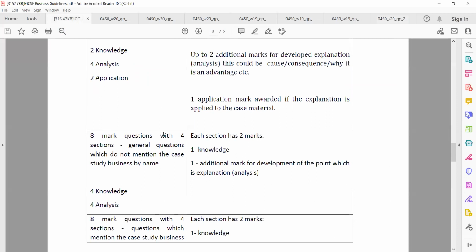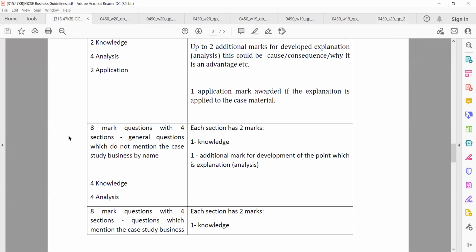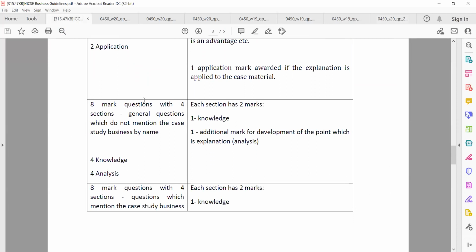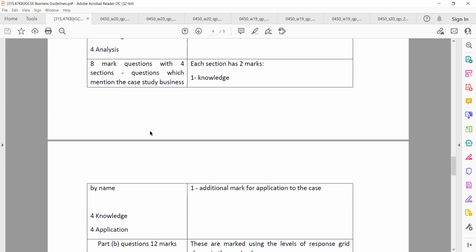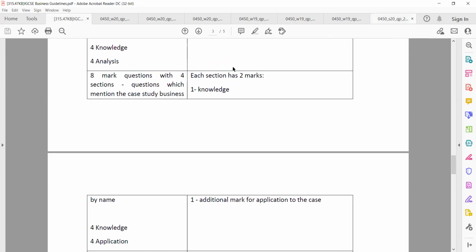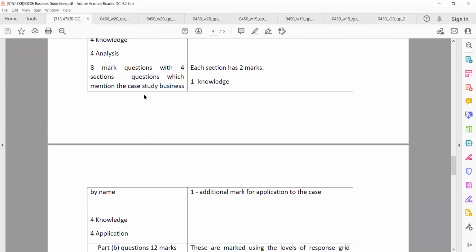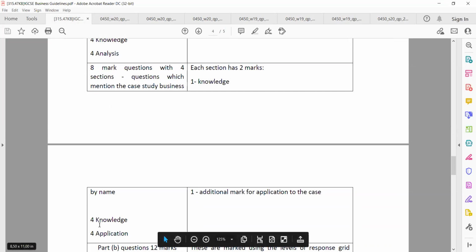Going back again to the structure. This is when they are asking general questions. And then the next one is 8-mark questions with 4 sections. Questions which mention the case study business, and the questions will mention the case study. 4 knowledge, 4 application.